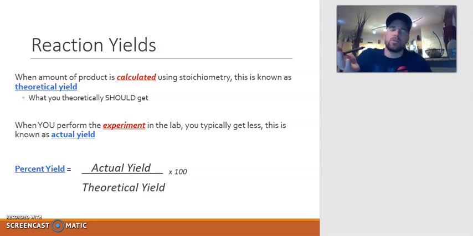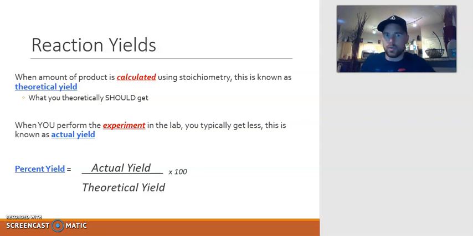But everyone knows that when you actually do a chemical reaction in the lab, nothing goes perfectly according to plan, right? There's human error, there's experimental error, there's all kinds of things that can get in the way. So when you actually perform the experiment and you get your measured quantity, that's usually going to be a different value, and that's known as the actual yield. So to figure out your percent yield, you would do your actual yield, what you get in the lab, divided by your theoretical yield, which is always from calculations using stoichiometry, times 100.